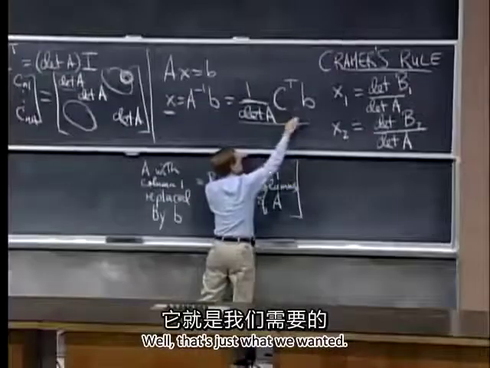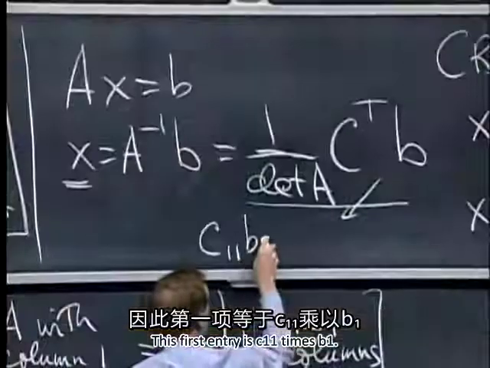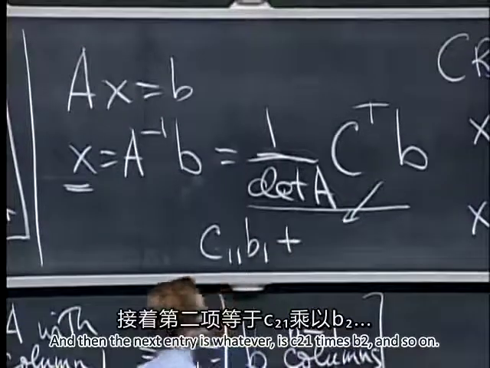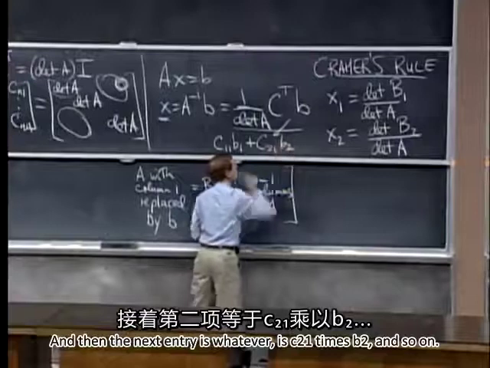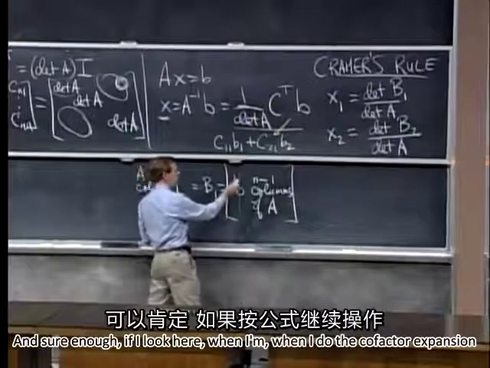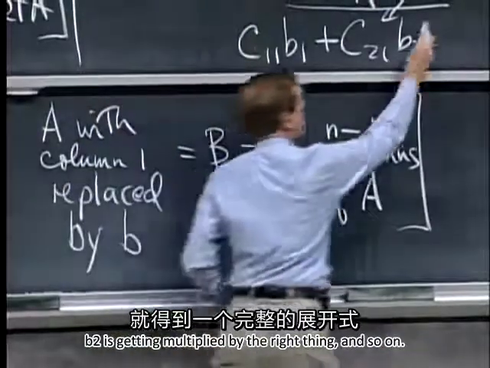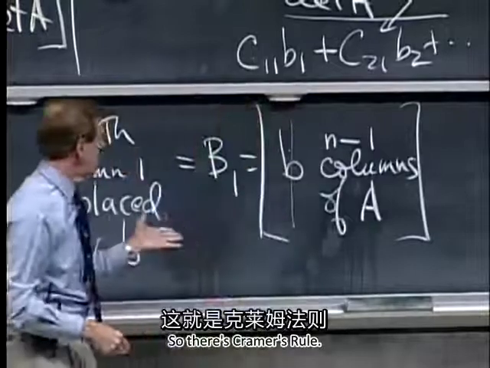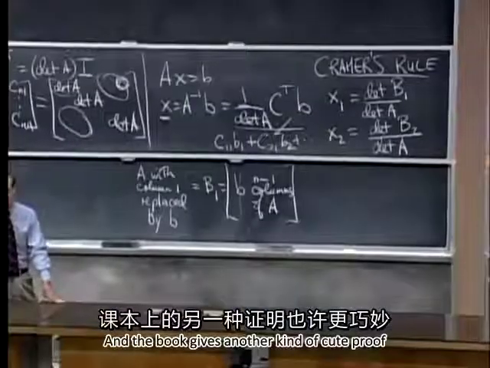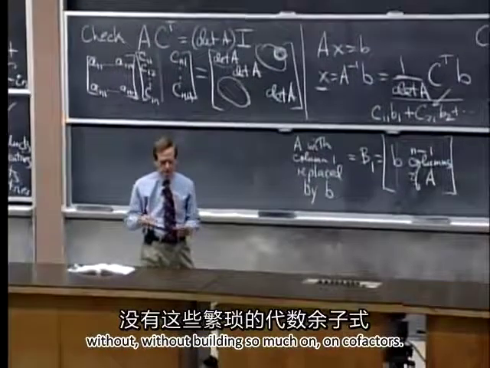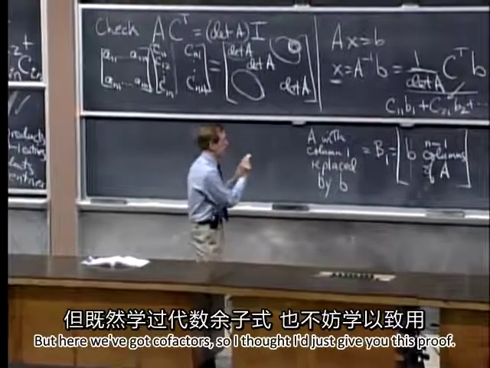Well, that's just what we wanted. This first entry is C11 times B1. And then the next entry is C21 times B2, and so on. And sure enough, if I look here, when I do the cofactor expansion, B2 is getting multiplied by the right thing, and so on. So there's Cramer's rule. And the book gives another kind of cute proof without building so much on cofactors. But here we've got cofactors, so I thought I'd just give you this proof.